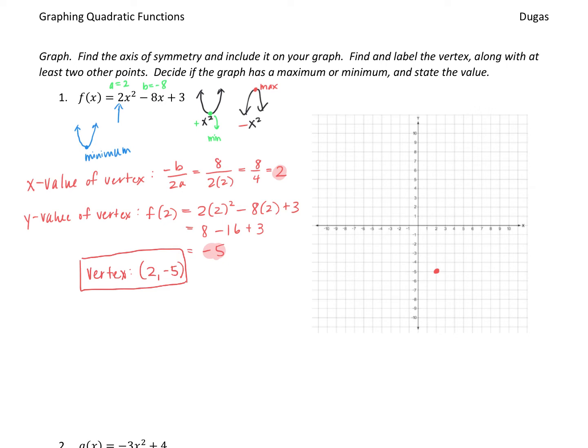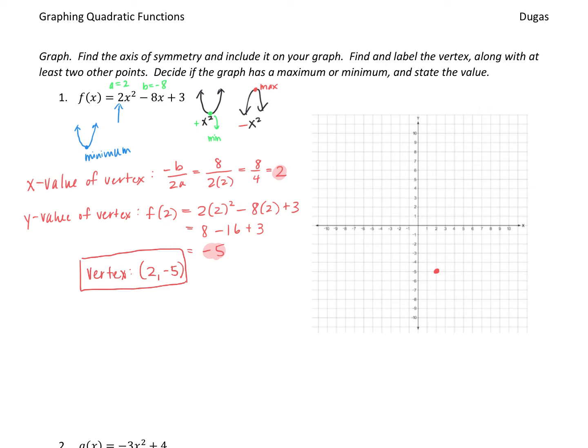Since we know that it opens up, we know that should be the very bottom that it goes. So in other words, the minimum. So all the other points that we find should be above that point. So we want to find at least 2 other points, and we can do that by just choosing points.